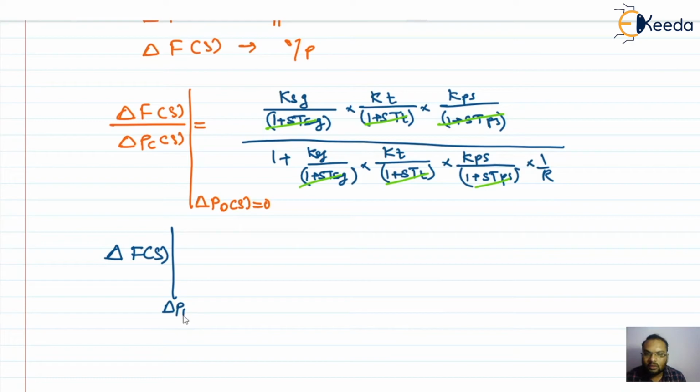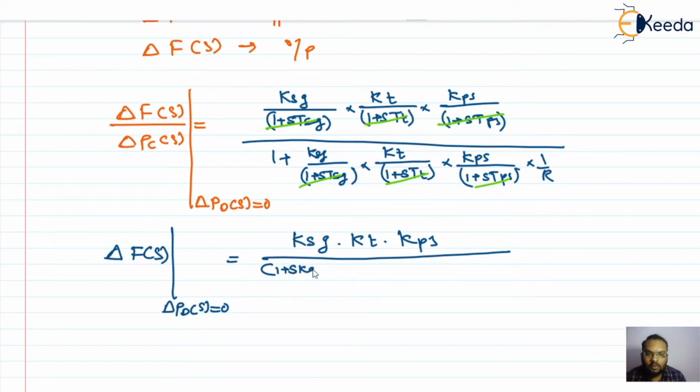at demand as constant. We get KSG, KT, KPS divided by all these three terms: 1 plus S TSG, into 1 plus S TT, into 1 plus S TPS, plus these terms will come now. These terms are KSG, KT into KPS divided by R we get here.